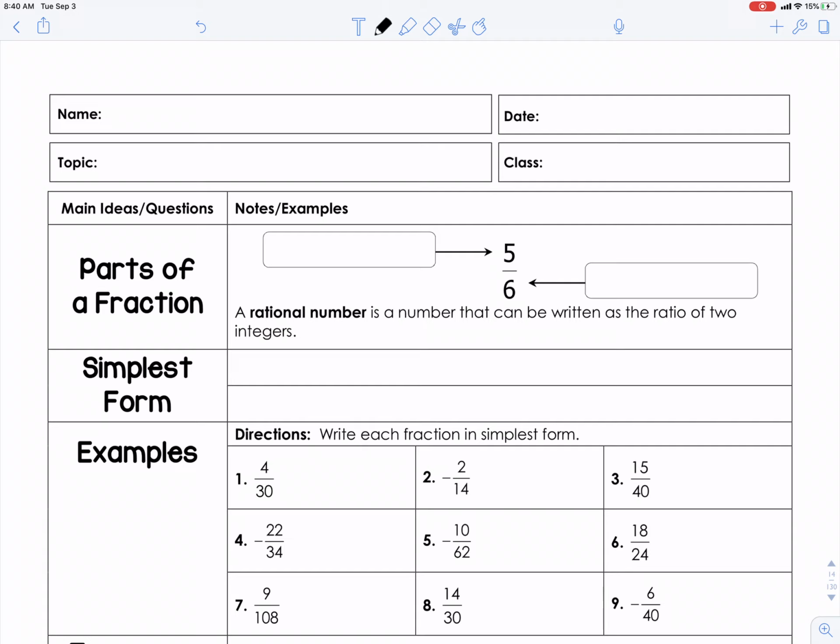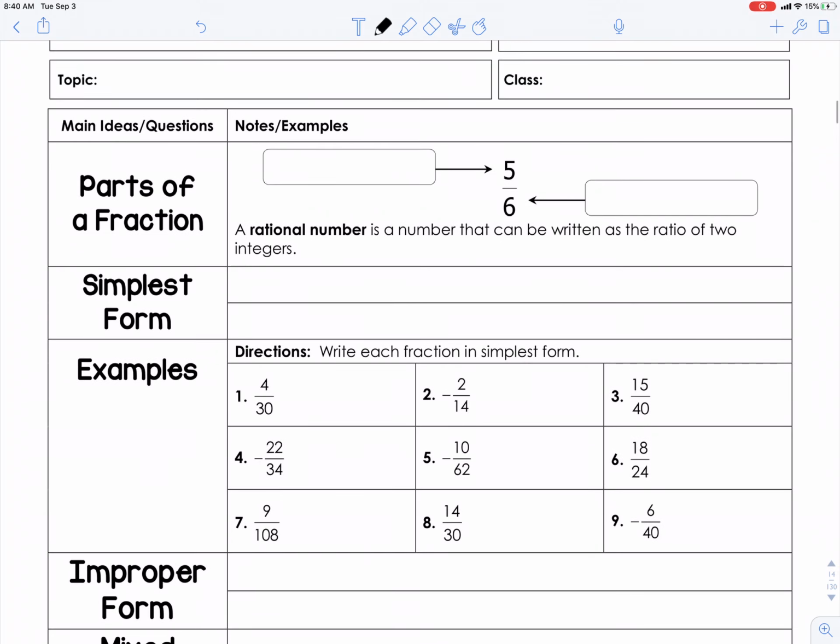So let's first go through the parts of a fraction. We're at the very first section, parts of a fraction. The top number is known as the numerator, and the bottom number is the denominator.